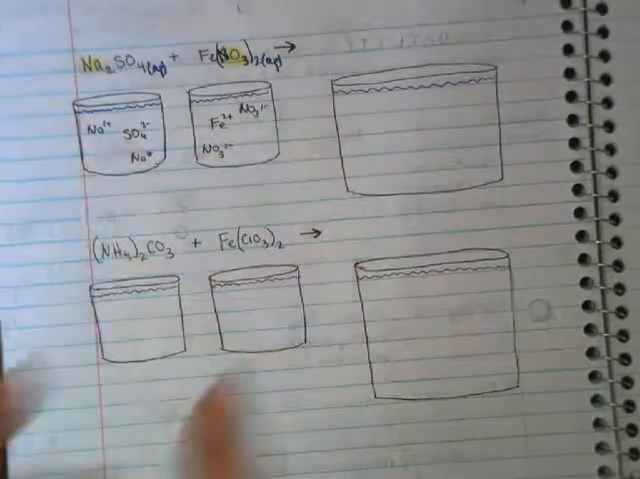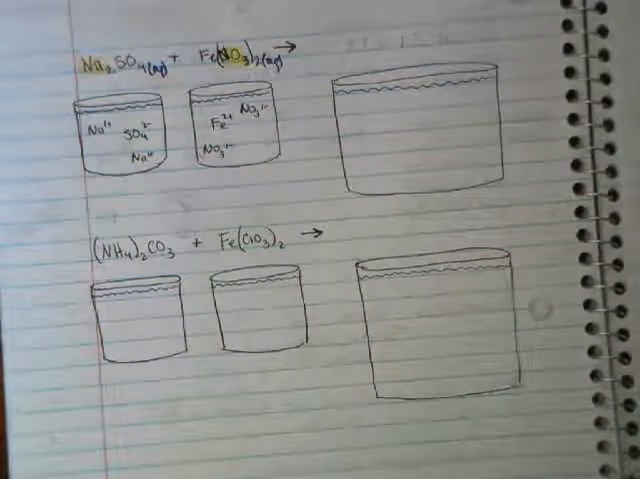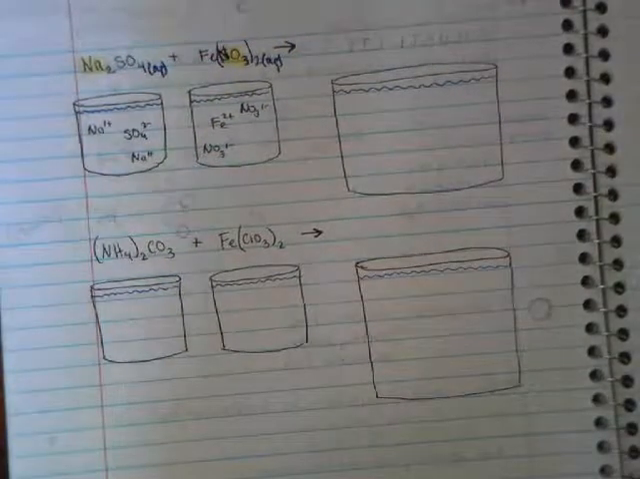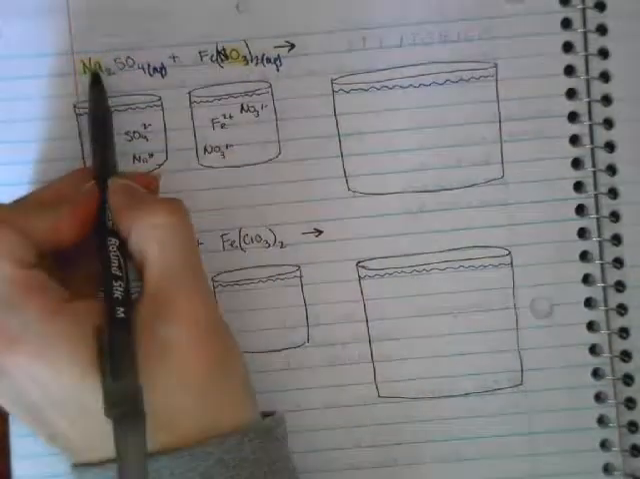So let's say that I take these 2 homogeneous solutions and I mix them together. The question is, does something chemical happen? Well, let's find out. I'm going to do a double replacement reaction. My sodium and my nitrate are going to bond, NaNO3.